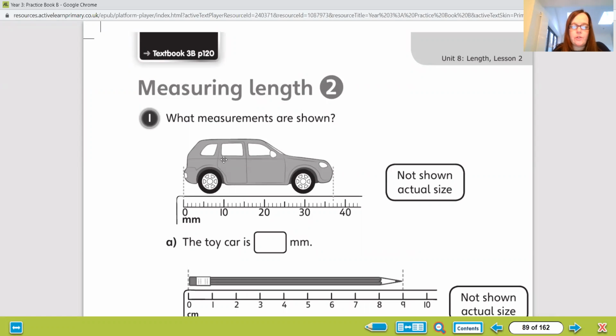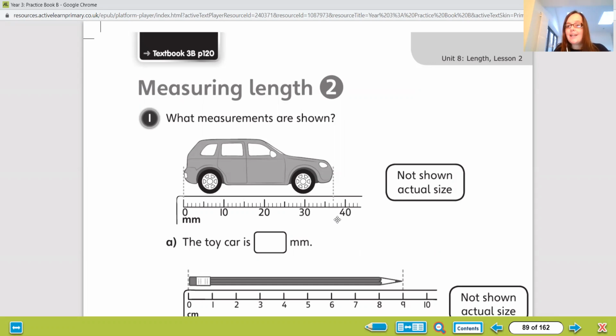What measurements are shown? So we've got a toy car, and this time our scale is in millimetres. So again, we've got big numbers, 10, 20, 30, 40, but we've also got smaller divisions between those 10 numbers, and we need to count the number of divisions to work out the value of each of the little lines. So let's count 1, 2, 3, 4, 5, 6, 7, 8, 9, 10. So we've got 10 little lines for 10 millimetres.